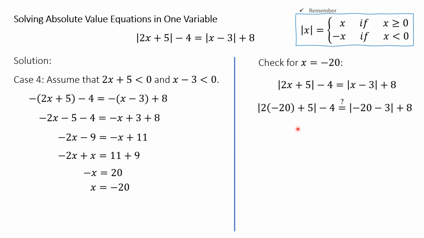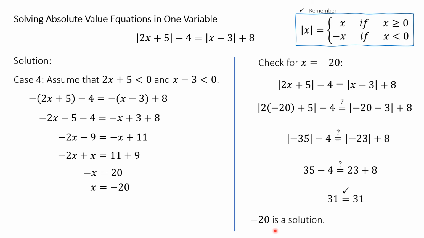That will give us the absolute value of 2 times negative 20 plus 5 minus 4. Is this equal to the absolute value of negative 20 minus 3 plus 8? Simplifying each side, we'll have the absolute value of negative 35 minus 4. Is this equal to the absolute value of negative 23 plus 8? Next, we'll get 35 minus 4. Is this equal to 23 plus 8? Simplifying each side, we will get 31 equals 31, which is a true statement. Thus, negative 20 is a solution.